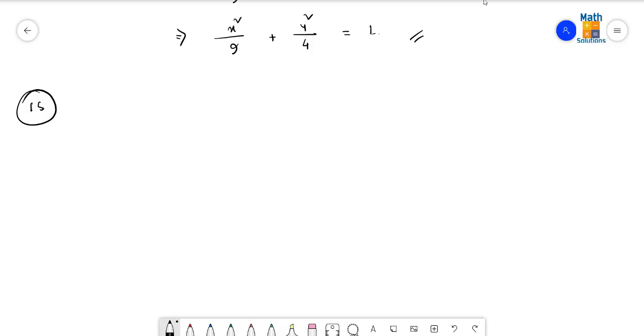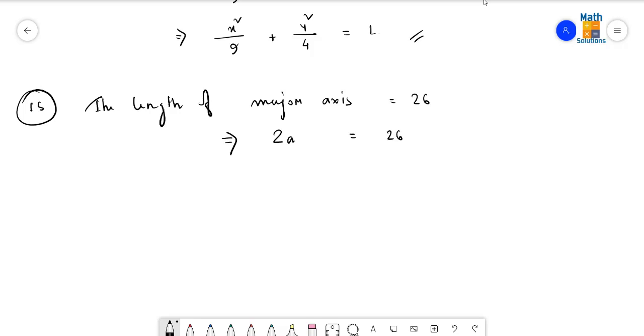The length of the major axis is equal to 26. This will imply what? We already know that the complete length of the major axis is twice a, so it is 26. So after this, what did I get? A is equal to 26 by 2. After cancellation, it is 13. So a is equal to 13.